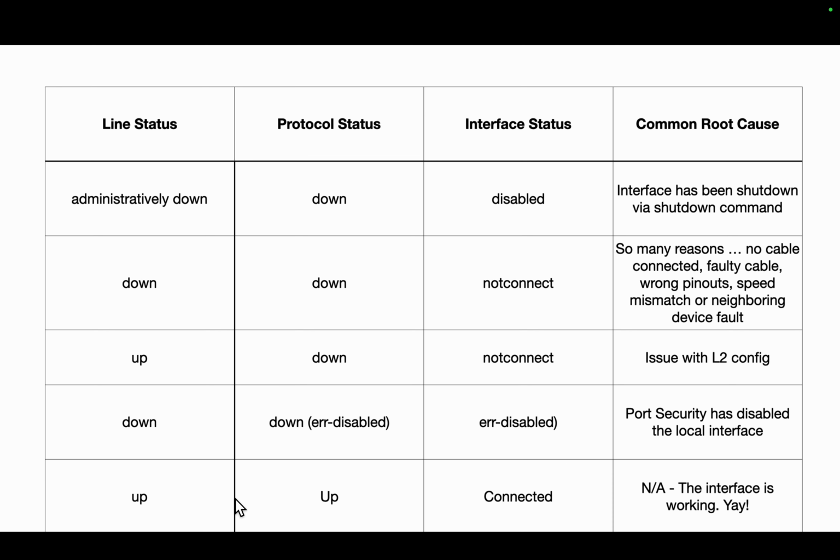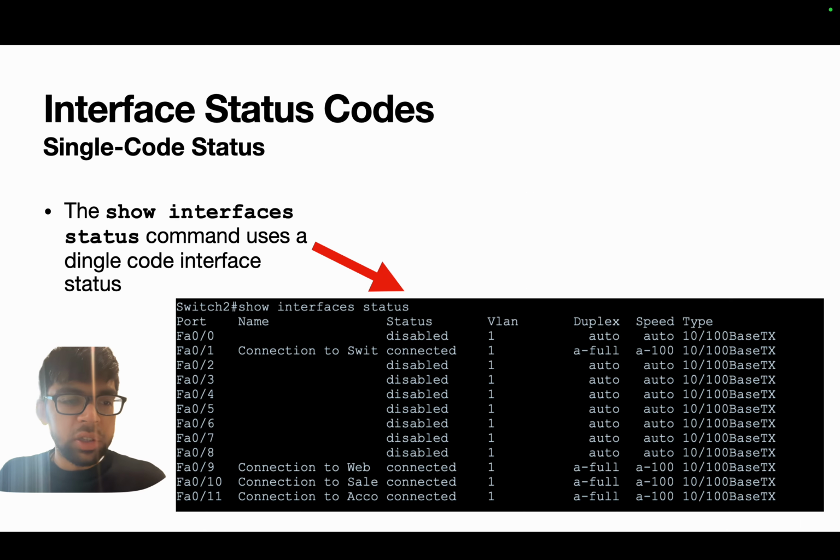So finally, if you see line status up, protocol status up, interface status is connected, that means the interface is working. Yay! But we're not necessarily off the hook, and I'll tell you why. But firstly, I want to talk about single code status.